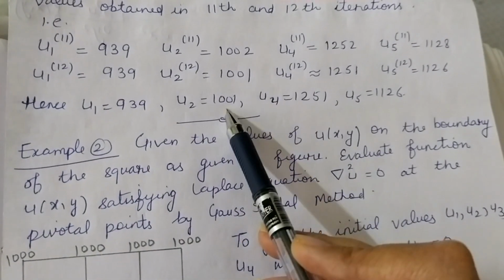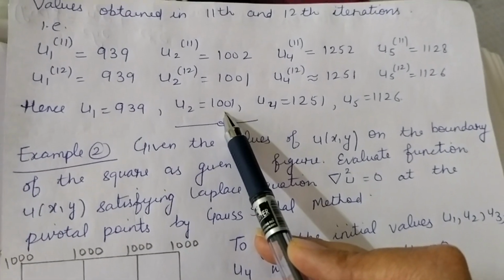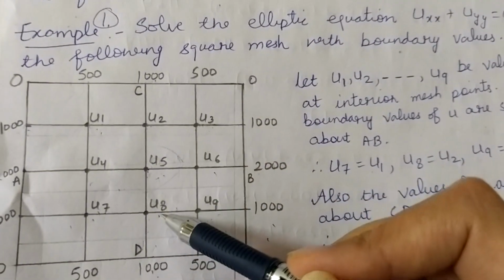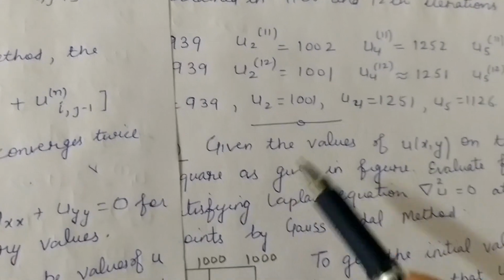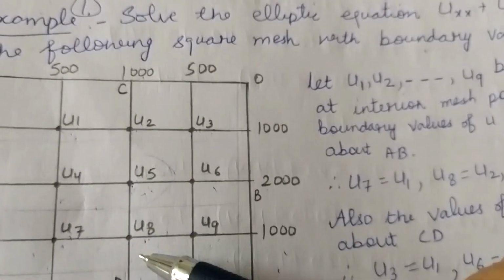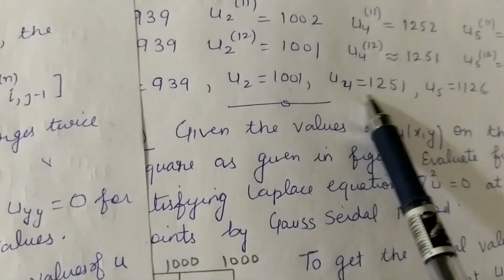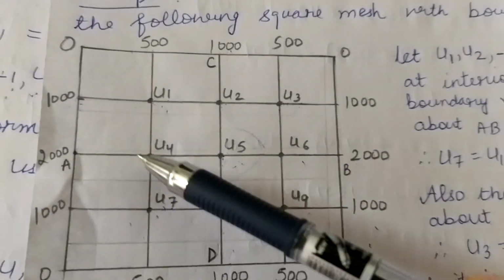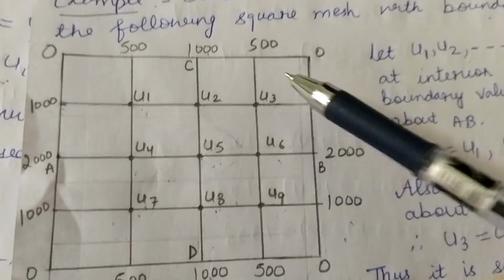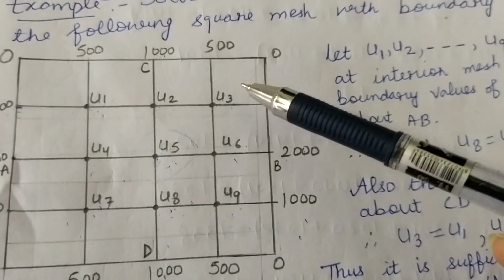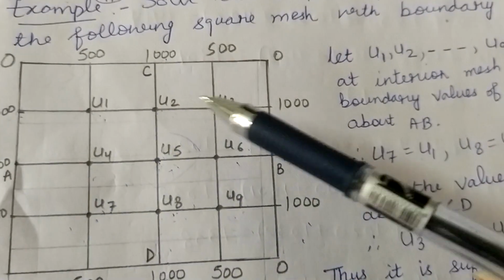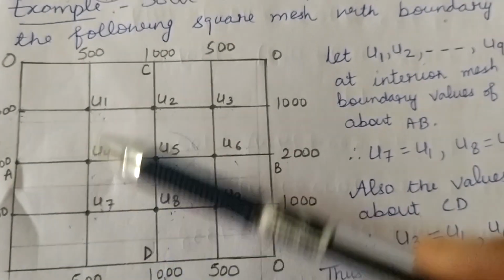U2 is this, so what was equal to U2? It was, I think, just wait, we will open our table. Look here, U2 is equal to U8. So if I got my U2 as 1001, this means my U8 is also 1001. I got the value for U4 as 1251, so this means U6 is also 1251, right? So I got all the values. U1 I got 939, so this means U7 is 939, U9 is 939, U3 is 939. They all are equal. This is equal to this, this is equal to this, this is again equal to this.